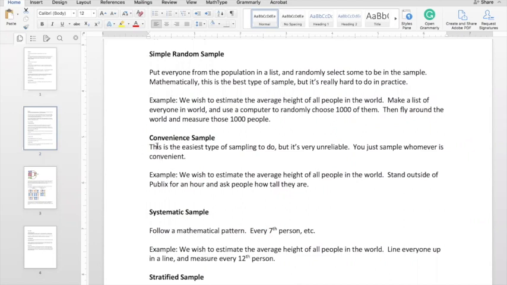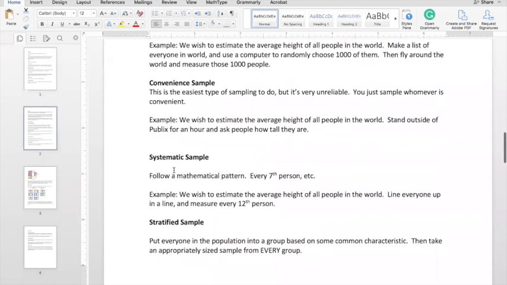Say, for example, I wanted to calculate average income in Orlando. Do you think going to Publix and standing there and asking people as they walk by, hey, how much money do you make, would that be a good sample? No, we're at Publix. Publix is more upscale than, say, an Aldi or a Save-A-Lot. So sure, it was convenient, but my sample won't look like the population.